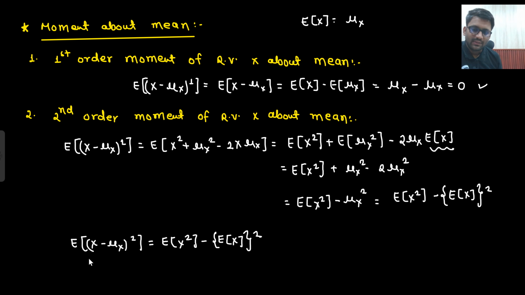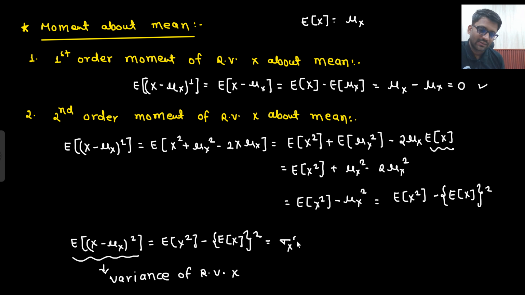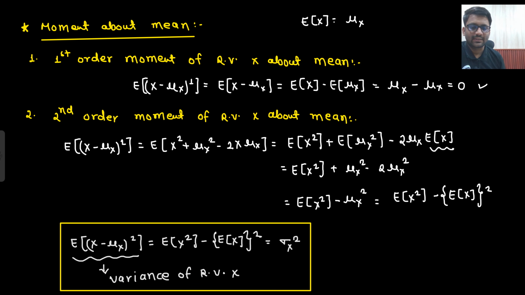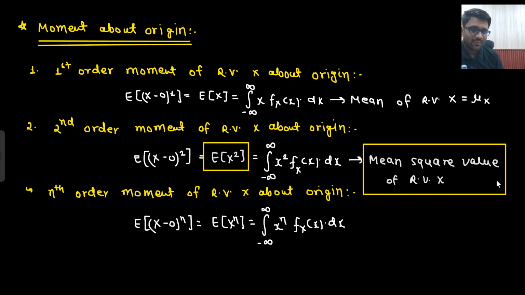What is the name? This particular thing has a special name. This is known as variance of random variable x. This is also having a special name, and that is shown by sigma x square. So variance of random variable x is coming out to be E of x square minus E of x whole square. Will you be able to remember it? Surely you will be able to remember it. So this slide, this point I ask you to remember.